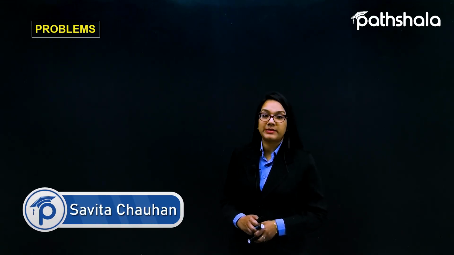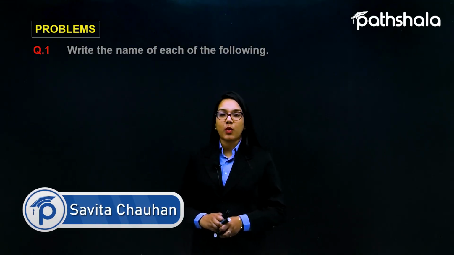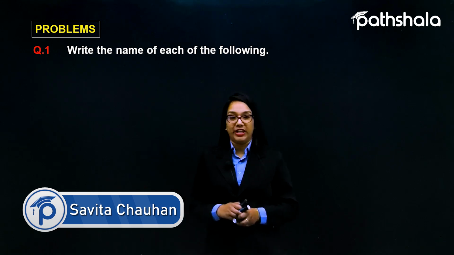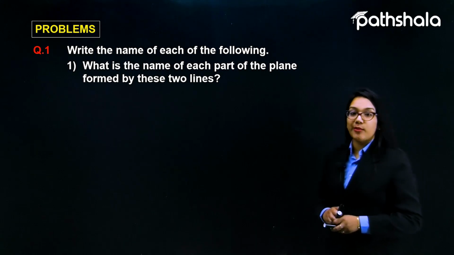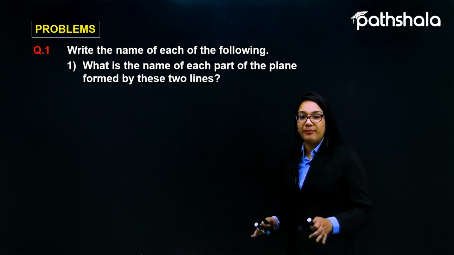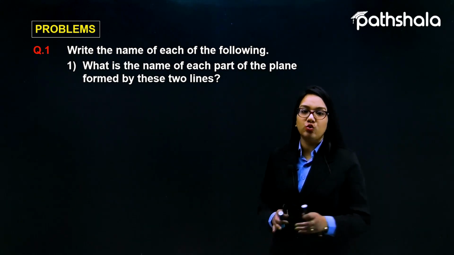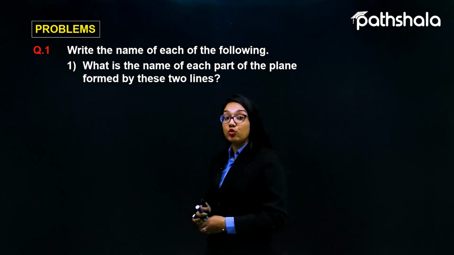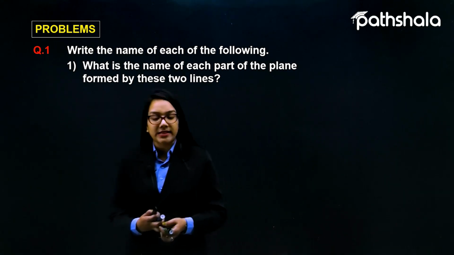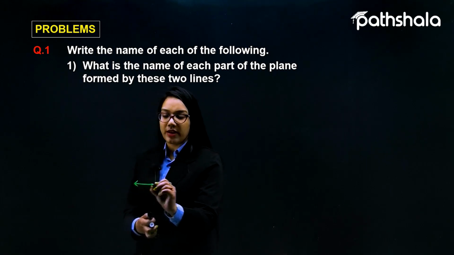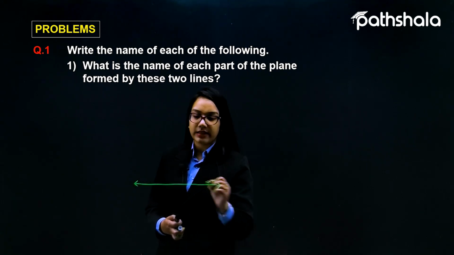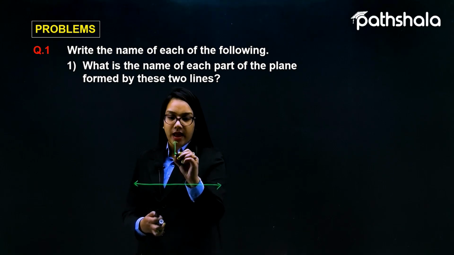Let's move on further and see some of the problems related to it. Question number 1 says: write the name of each of the following. The very first part asks: what is the name of each part of the plane formed by these two lines? Whenever we have two lines in a plane, which we call the x-axis and the y-axis, let's suppose I'm drawing the x-axis. This is my x-axis, this is my y-axis.